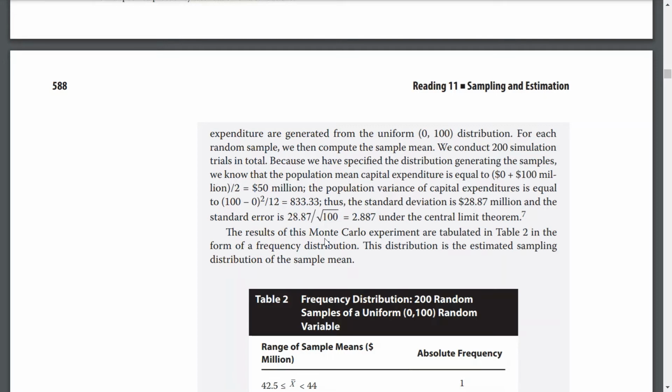Because we have specified the distribution generating the samples, we know that the population mean capital expenditure is equal to 0 plus 100 million divided by 2, which is 50 million. The population variance of capital expenditure is equal to 833.33. Thus, the standard deviation is 28.87 million.